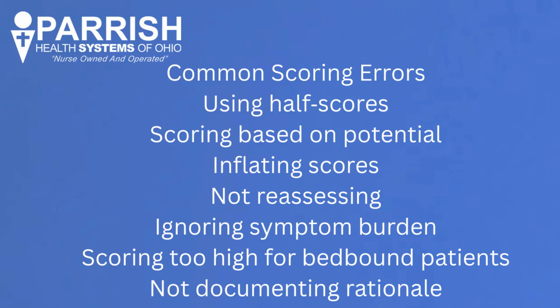Common scoring errors include using half scores, assigning scores based on a patient's potential rather than their actual current function, and inflating scores to reflect how the patient appears on a good day instead of their baseline. Additional mistakes include failing to reassess regularly, overlooking the impact of symptom burden on functional ability, scoring bedbound patients too high, and neglecting to document the clinical rationale that supports the chosen percentage. These errors weaken eligibility justification and compromise accurate clinical representation.